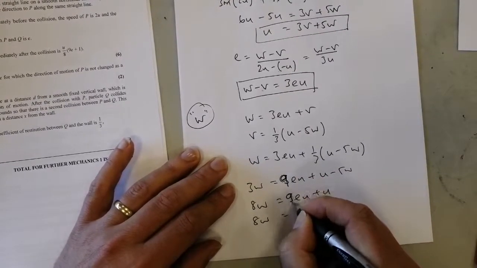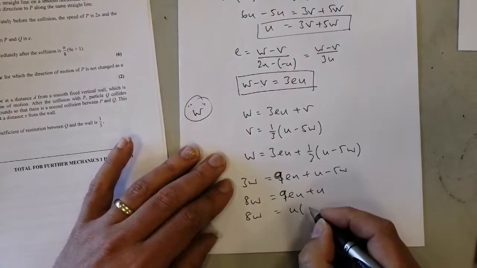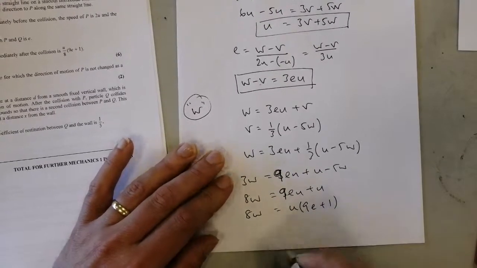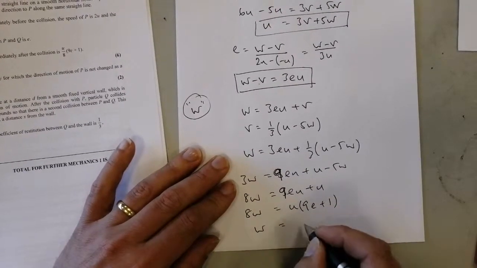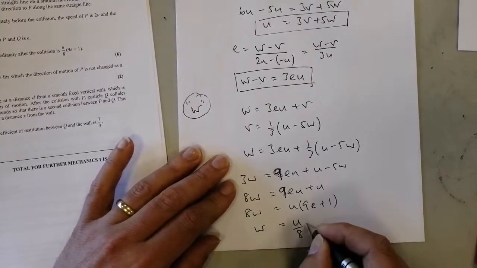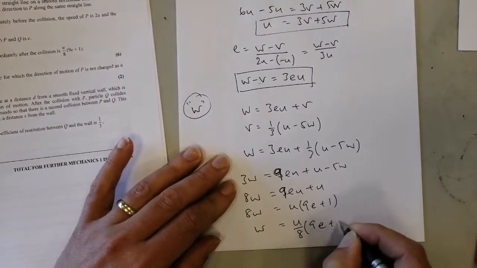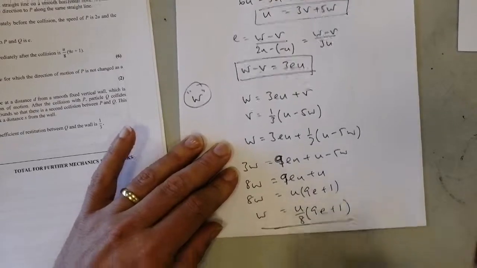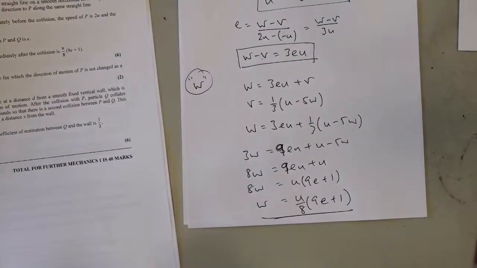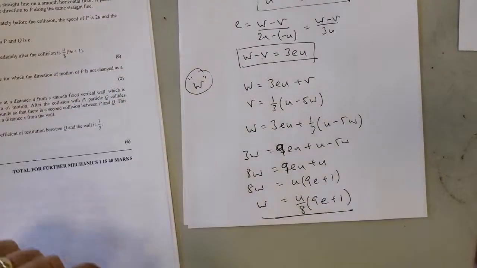Always be careful, don't make silly mistakes. u, 9e plus 1, divide by 8. W is equal to u over 8, 9e plus 1, which was the result that was required in part A.